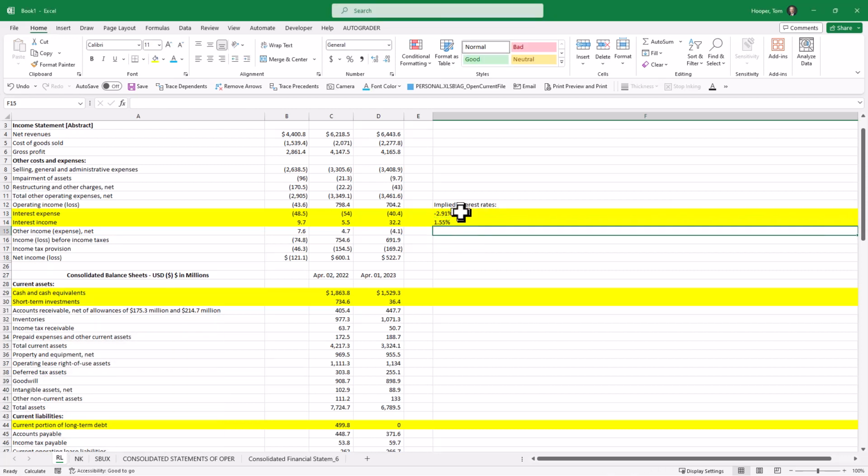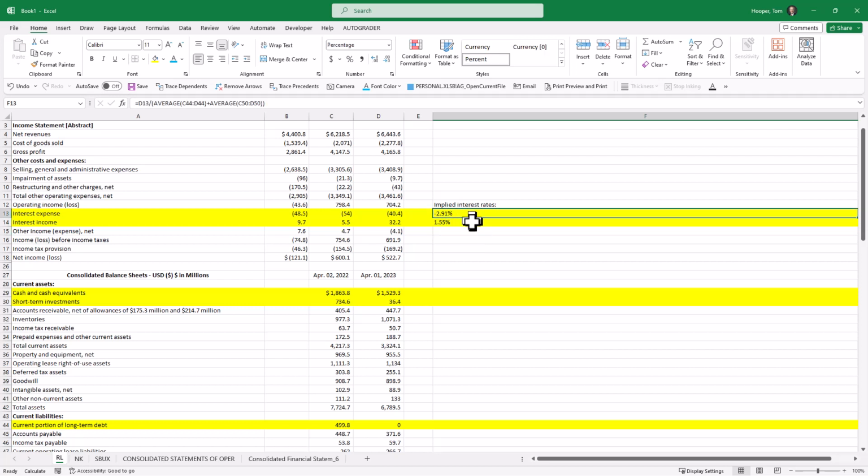So I feel good that the implied cost of debt is lower than the implied interest rate on savings. So it makes sense, and this is what we want to learn from these income statements, is how these lines all work together. That was Ralph Lauren. Let's take a look at Apple now.